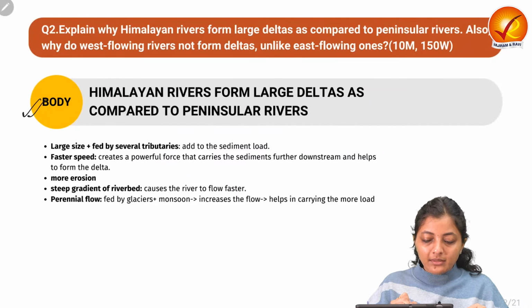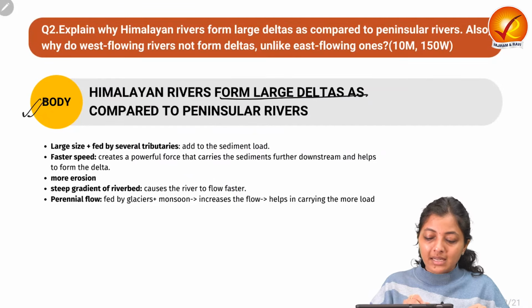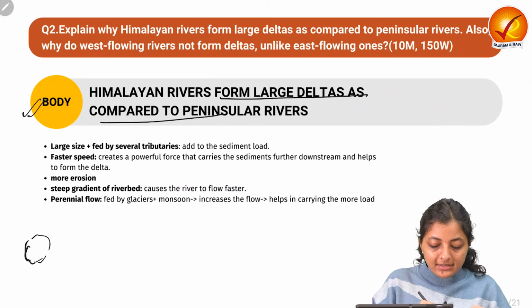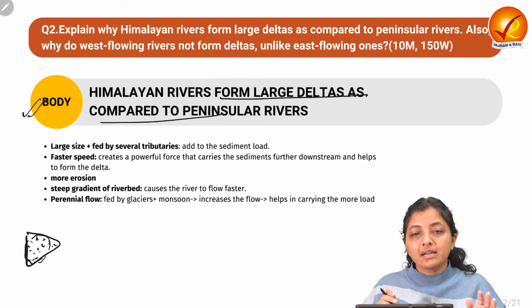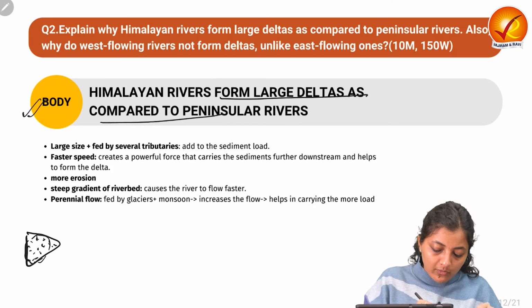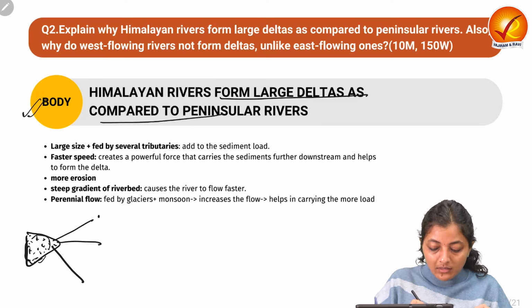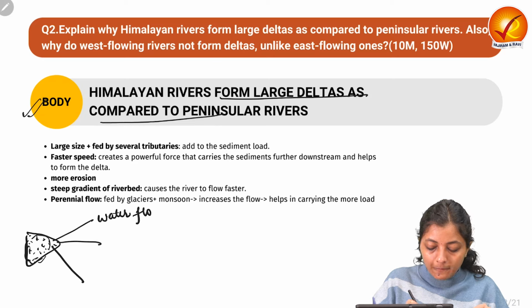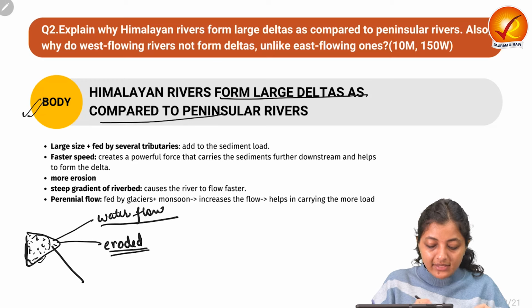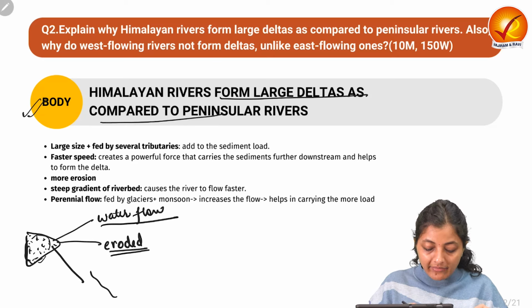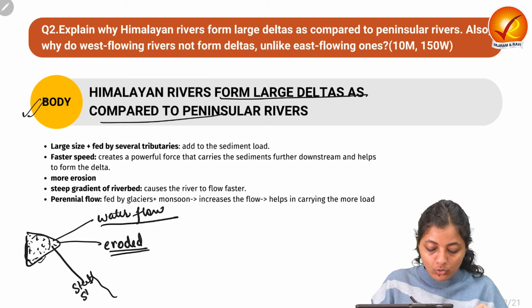Next, coming to the body part: why do Himalayan rivers form larger deltas as compared to the peninsular rivers? What are these deltas, these low-lying plains? They are collections of sediments only. So we have to ask, from where have these sediments come and how? With the water flow, because they must have eroded from somewhere and traveled a path. It means there must be a steep slope over there.